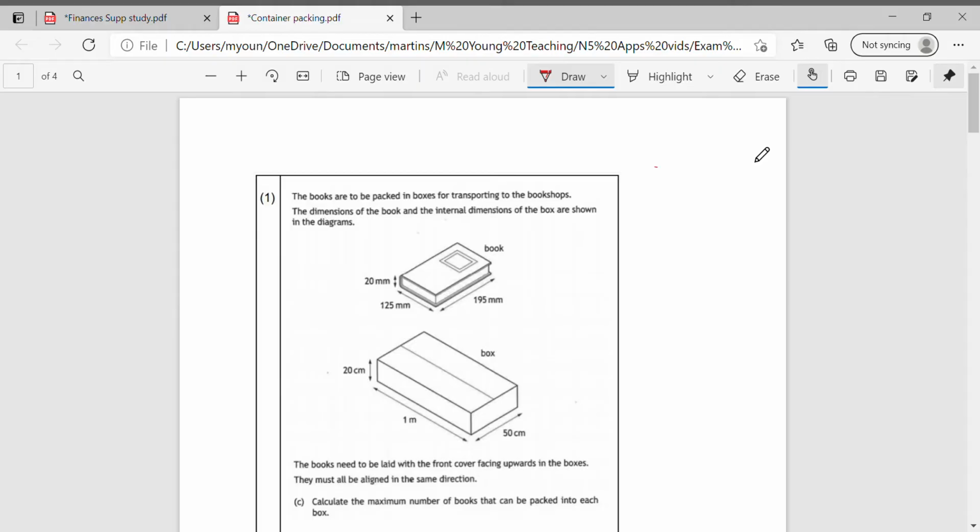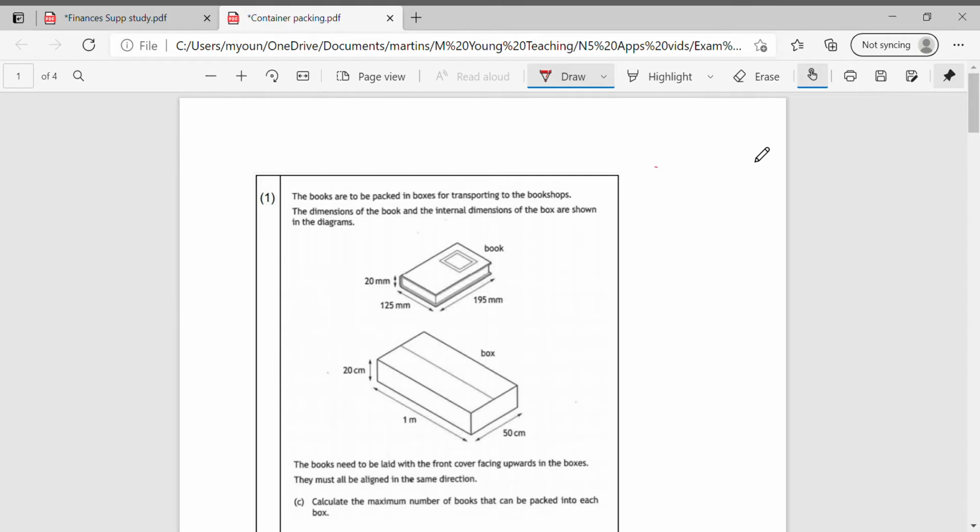So question number 1: the books are to be packed in boxes for transport into the bookshops. The dimensions of the book and the internal dimensions of the box are shown in the diagram. So we've got the book there, and we've got the box. Hopefully something you notice straight away, we're mixing up our units. We've got millimetres, centimetres, and metres. That's something that's going to need to get fixed.